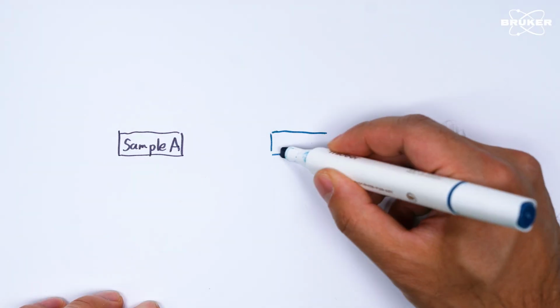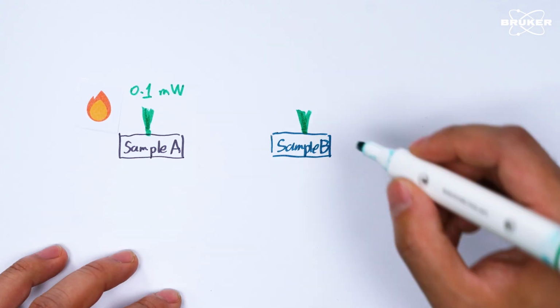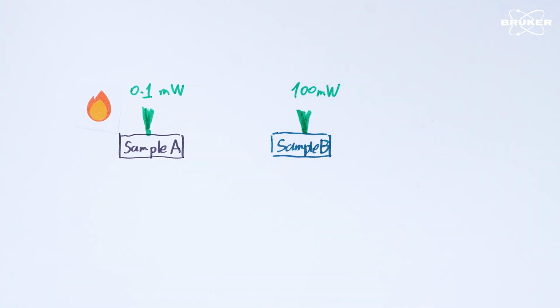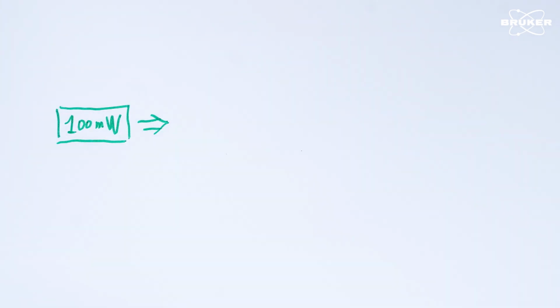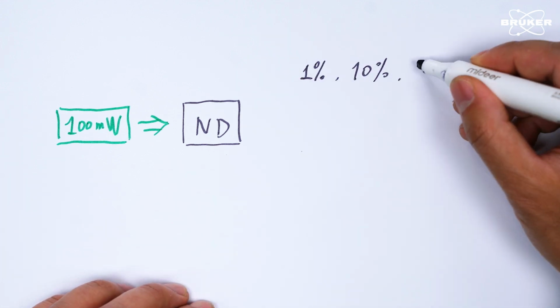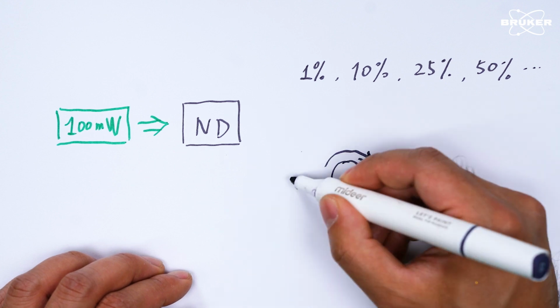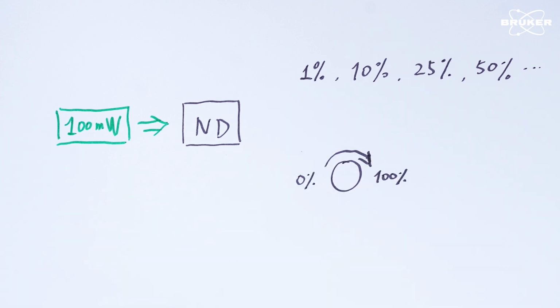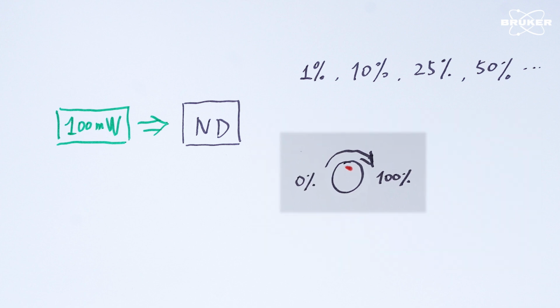Different samples can handle different amounts of laser power. Some might be burned with just a fraction of a milliwatt, while others can take hundreds of milliwatts without problem. To control the laser power, we often use ND filters, short for neutral density filters. These act like sunglasses for the laser, reducing its power. A set of ND filters, or even better, a variable ND filtering system, gives you the flexibility to dial in just the right amount of laser.